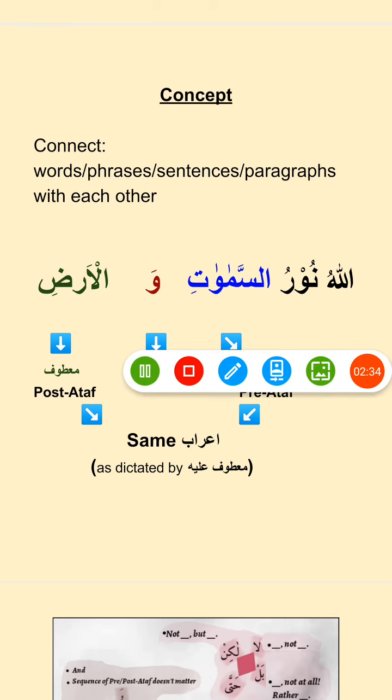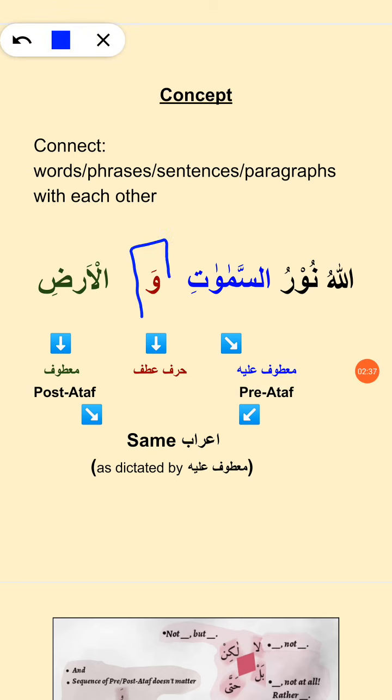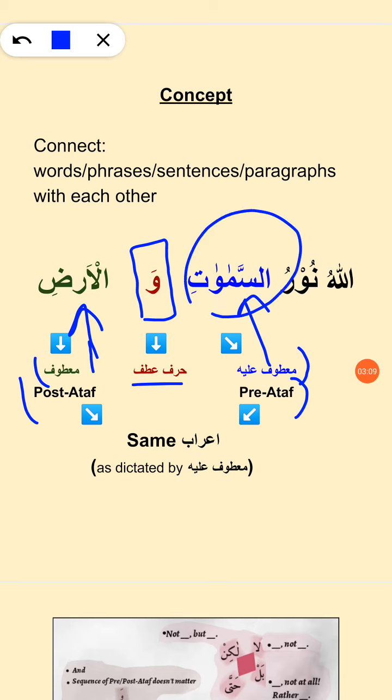Now let's come to the terminologies. This connecting word is called harf ataf. The word or the portion before harf ataf is called matuf alayh. If it is after the harf ataf, then that portion is called matuf. Now if you're not too comfortable using these two words, then you can very easily remember them as pre-ataf and post-ataf. So this is your pre-ataf word and this is your post-ataf word.